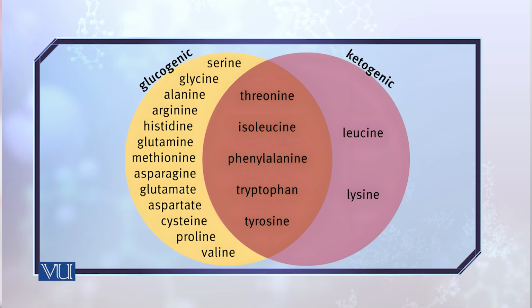Then there are two amino acids which are ketogenic, that is, they end up making ketone bodies: leucine and lysine. And then there are five amino acids which are both ketogenic and glucogenic: threonine, isoleucine, phenylalanine, tryptophan, and tyrosine. So in this way you have three categories of amino acids: glucogenic, ketogenic, and both glucogenic and ketogenic.